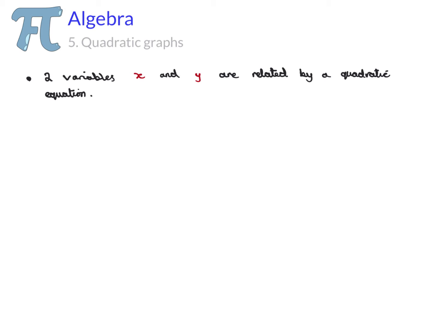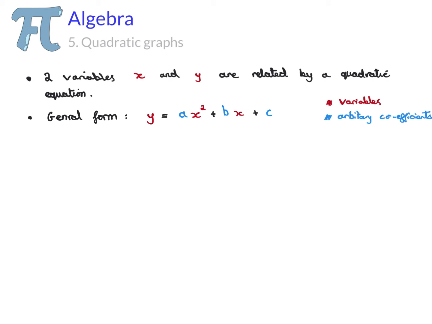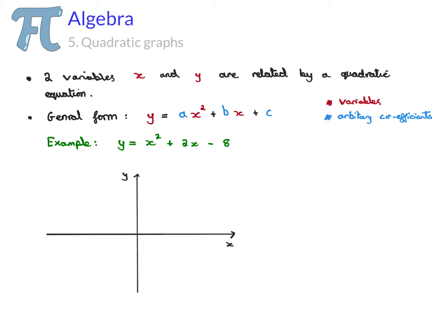Imagine two variables, x and y. They are related by a quadratic equation. This could be any quadratic equation, including, our example, y equals x squared plus 2x minus 8. Drawing the relationship between y and x on a graph will result in a curve like this.